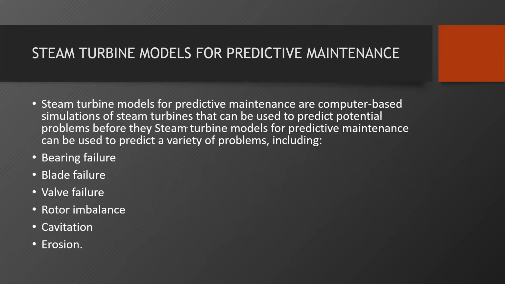Steam turbine models for predictive maintenance are computer-based simulations of steam turbines that can be used to predict potential problems before they occur. They can be used to predict a variety of problems such as bearing failures, blade failures, valve failure, rotor imbalance, cavitation, and erosion. Here, all of these can be predicted before they occur with the help of steam turbine models for predictive maintenance, and they can be solved.